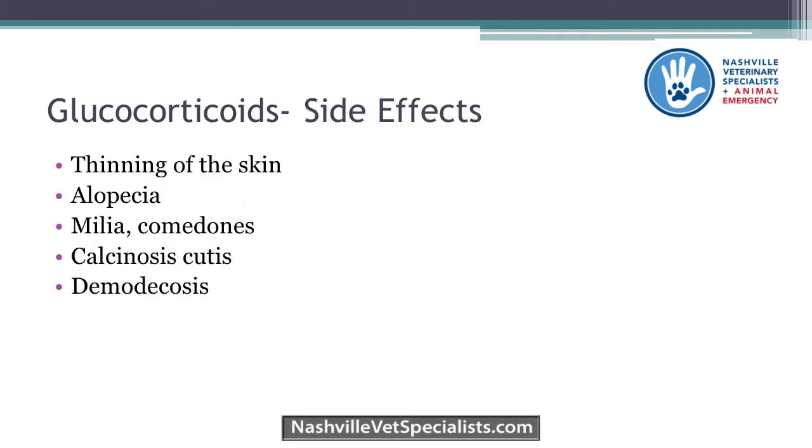And then, because I'm biased, once again, some skin stuff. But thinning of the skin, alopecia, milia, and comedones. Make sure you're checking for Demodex every time the dog gets a new lesion if they're immunosuppressed, because that can be causing it. And you don't want to confuse yourself. Is this the disease or is it Demodex?